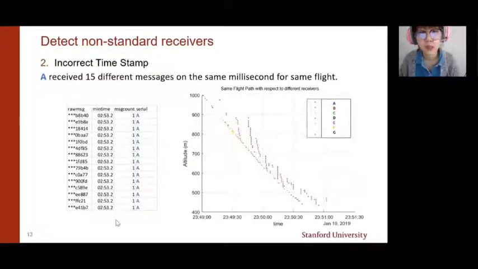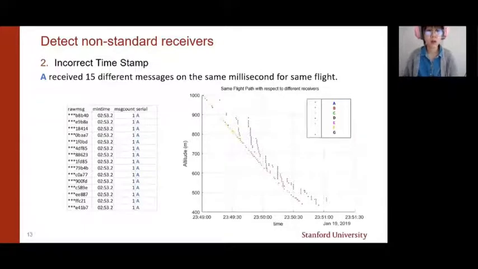So therefore, A and also later on ground receiver B, A and B have been putting some wrong timestamp onto the messages. And that's how it looks on the time versus altitude plot. Again, it's the same aircraft, same flight path with respect to different ground ADS-B receivers. And as you can see, receivers C to G are following the same flight path, but A and B are showing some weirdly shaped path.